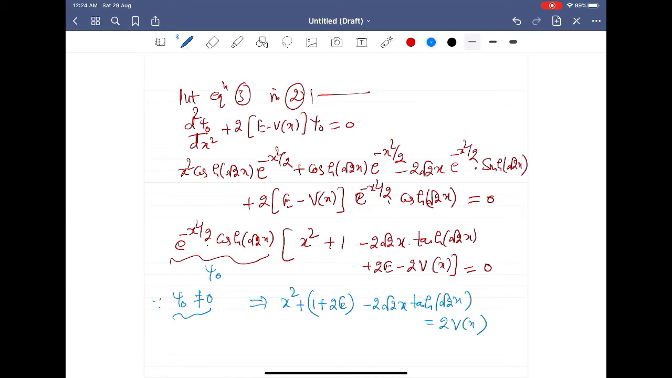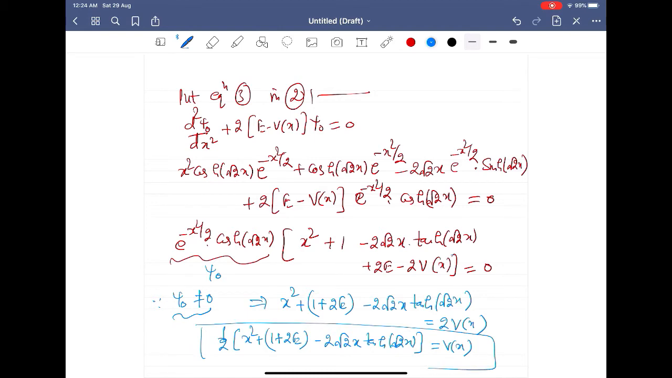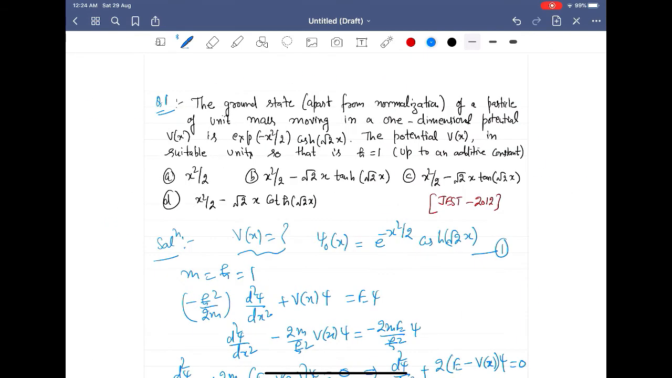Alright, so let me divide by 2. So I get half of x squared plus 1 plus 2e minus 2 root 2x tan hyperbolic root 2x. So if we compare with the given options in the problem, if we check out the second option, that is x squared by 2 minus root 2x tan hyperbolic.